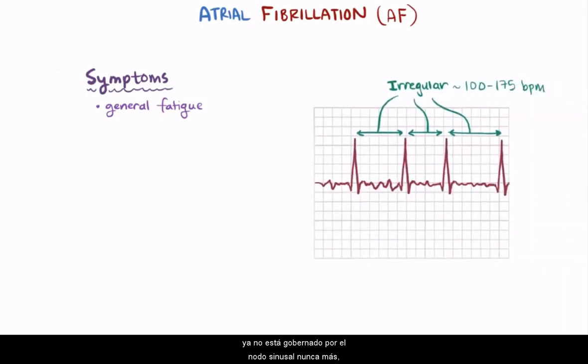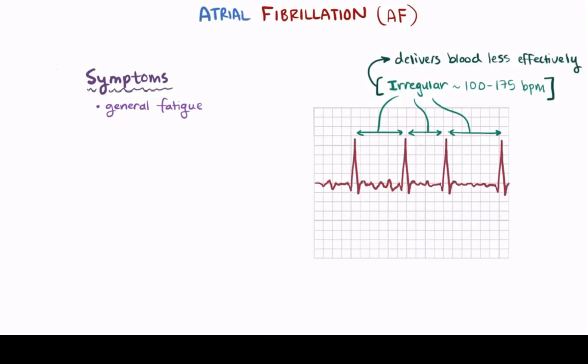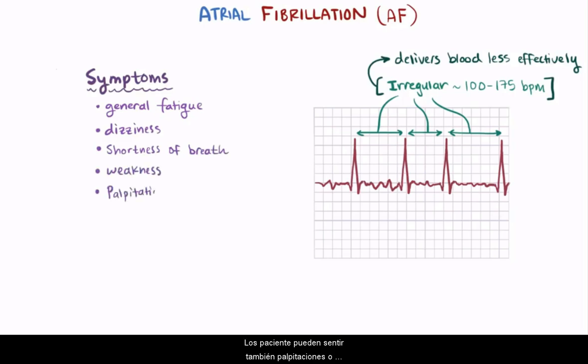Common symptoms of AF are feelings of general fatigue, since the heart rate isn't being governed by the sinus node anymore, and contracts at irregular intervals, delivering blood less effectively to the tissues. Other related symptoms include dizziness, shortness of breath, and weakness. Patients might also feel palpitations or a thumping in their chest.